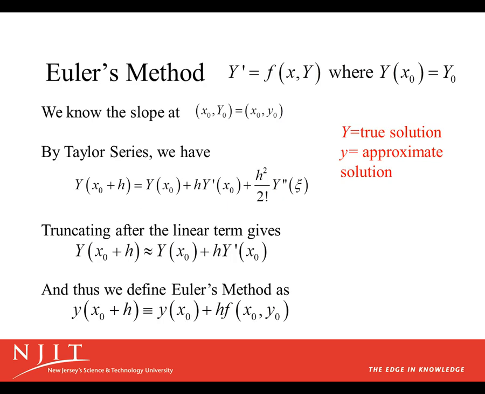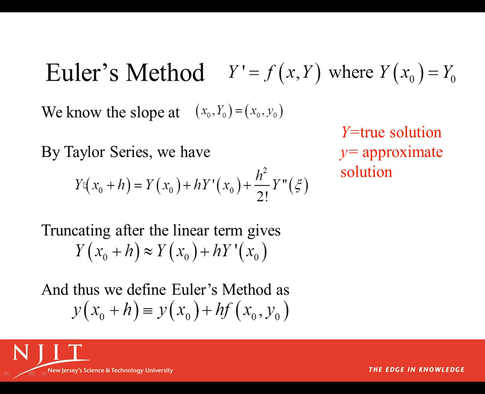The easiest method, the most elementary method that we use, is called Euler's method, right? We have the differential equation, y prime is f of x, y, where y of x naught equals y naught. The true solution is capital Y. The approximate solution that we're going to use the computer to solve and to get is small y. So we know the slope at the beginning, and big Y and little y at the start are the same because we know the initial condition.